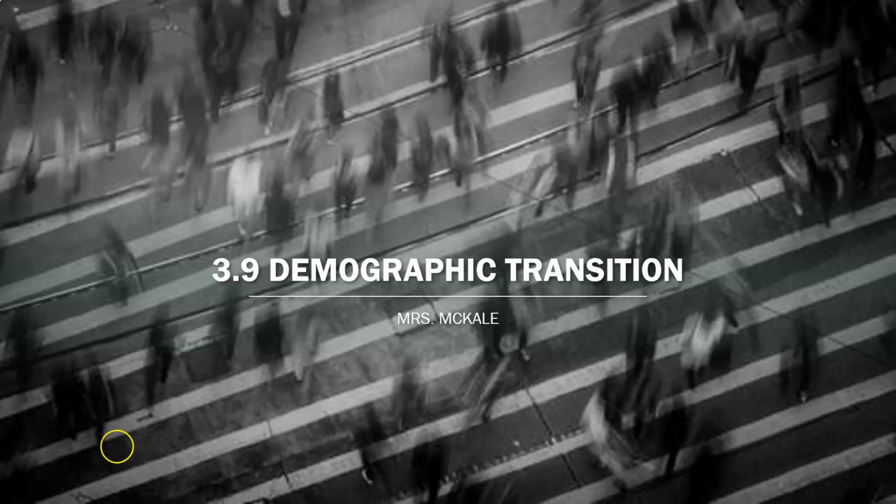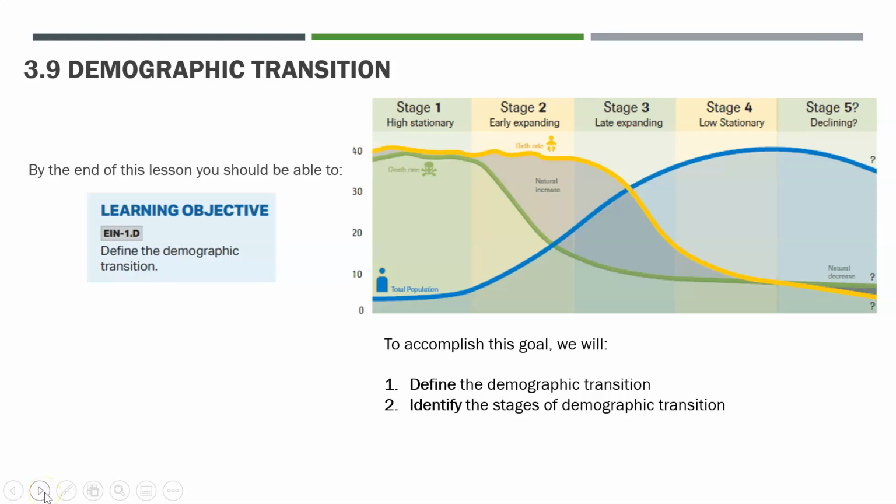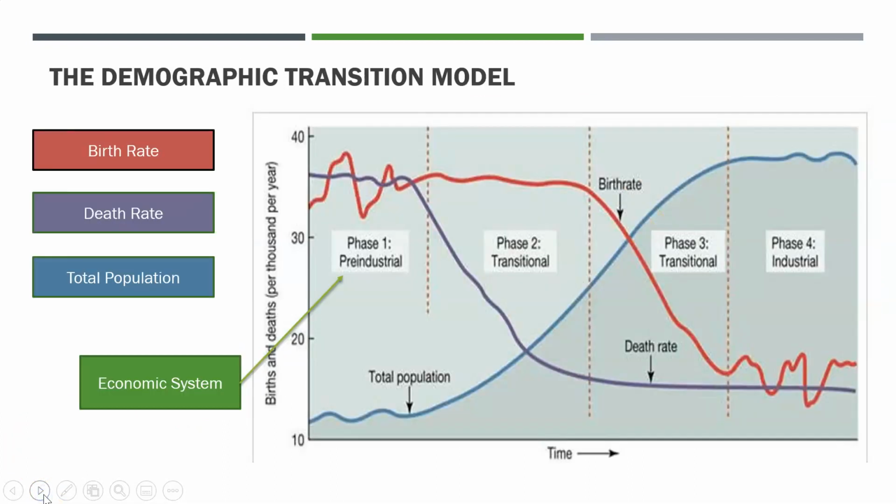Welcome back. Today we're going to talk about 3.9, the demographic transition. We're going to define the demographic transition by looking at what's called the demographic transition model. To do this, we're going to define what a demographic transition is and identify the stages a country goes through as they move through demographic transition. So here's the demographic transition model.